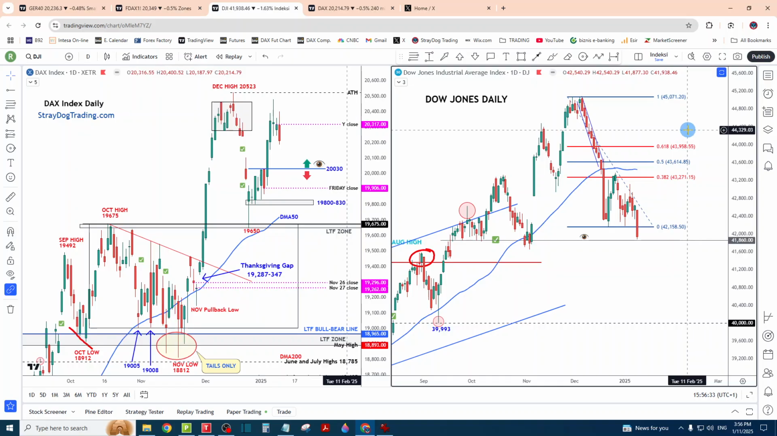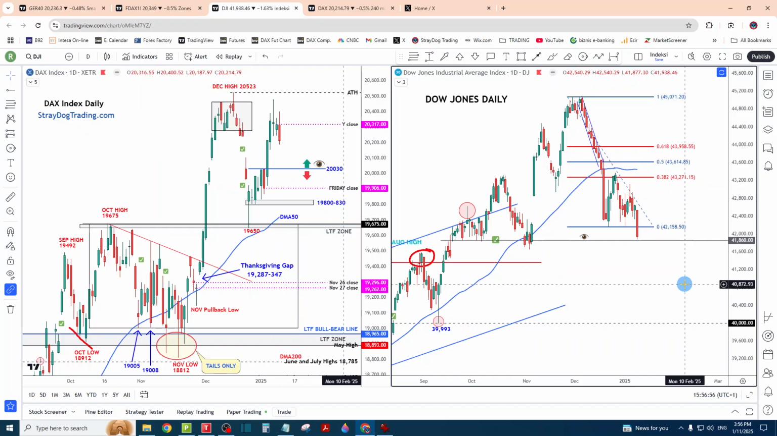The level here to watch on Dow Jones is still 41,860. This is the level that traders can remember from this period here, which was in September. It was very important in September, October, and at the end of October, beginning of November, when there was no downside follow through below it.